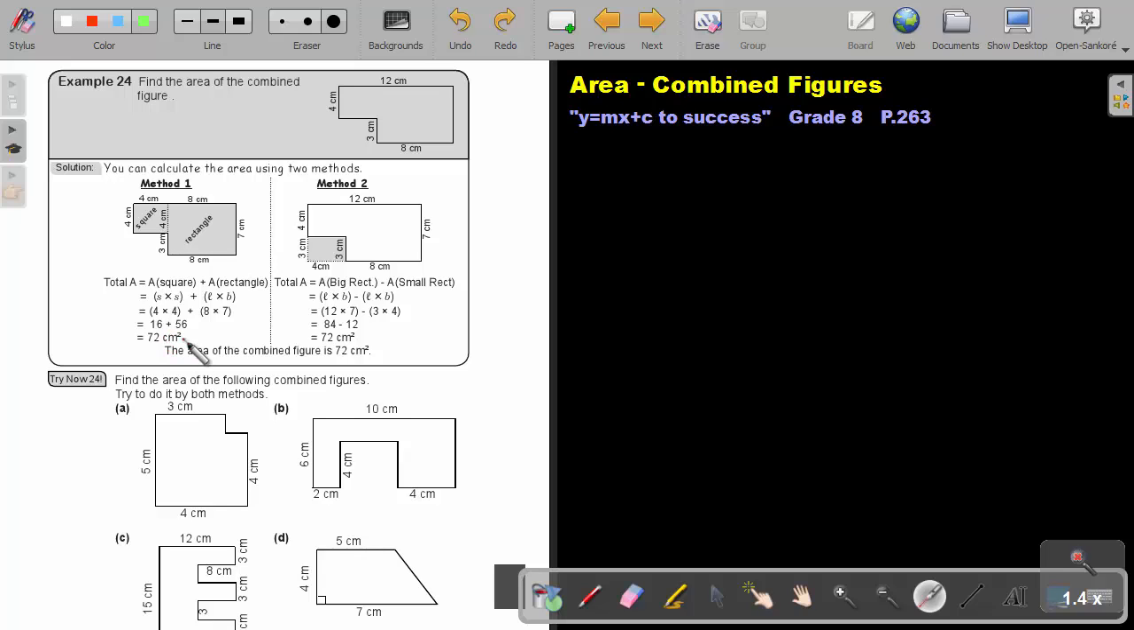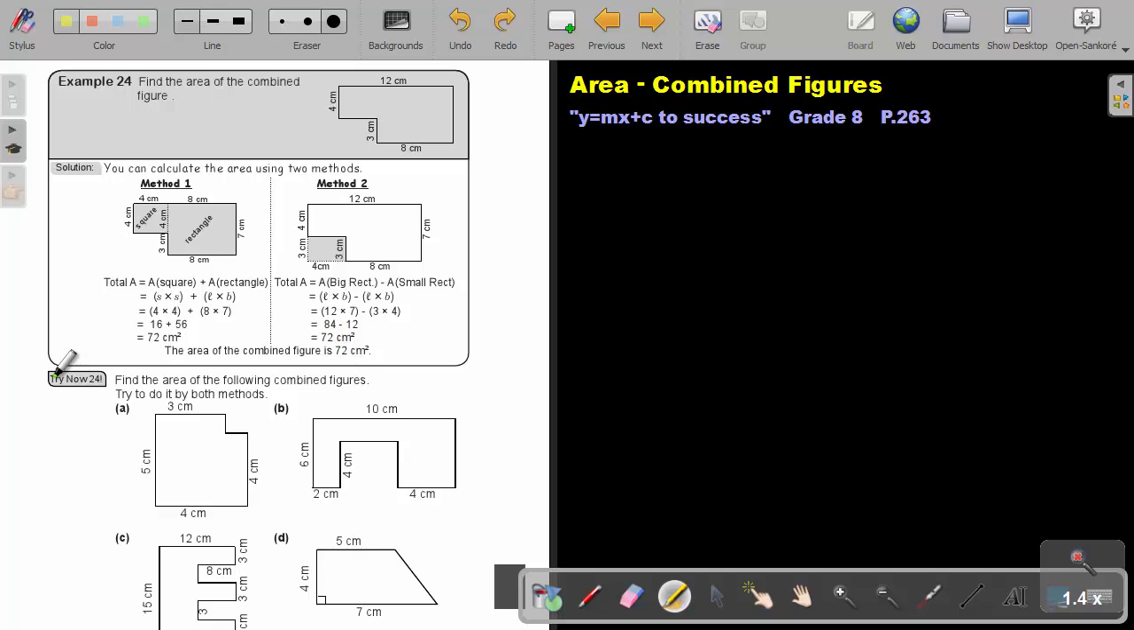But the other method, I make it a complete rectangle, a big rectangle, like this one. And that is a 12 by 7 rectangle. So I first work out the big rectangle. Then I just take this small rectangle and I subtract it. Because if I take this big area and I subtract this one, I will be left with this area. So I basically just subtract the 3 times 4 and I will get exactly the same answer.